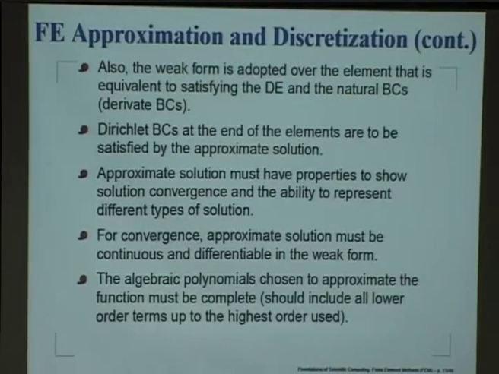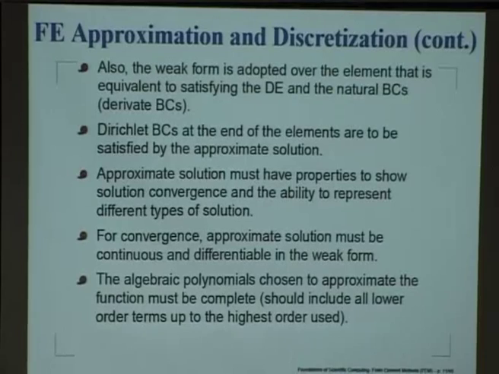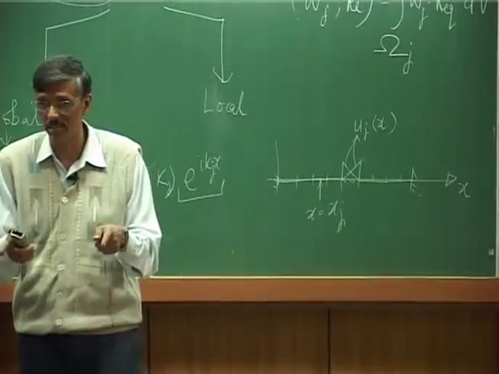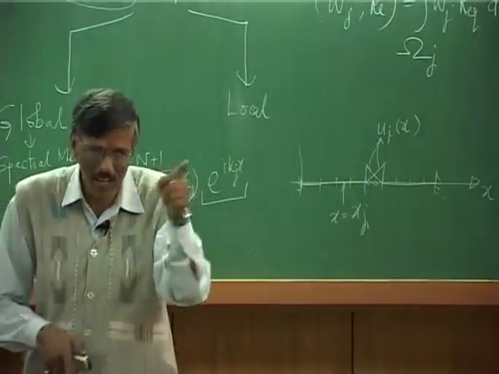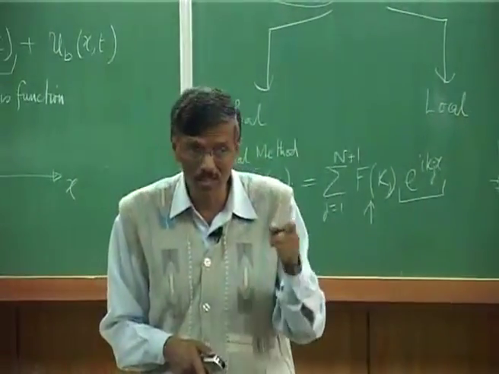What do we mean by must be complete? Suppose here I showed that in this element I take the basis function which is linear, right. Does it mean that it will not allow you to satisfy a solution which is constant? That would be dangerous, right. That would be dangerous.